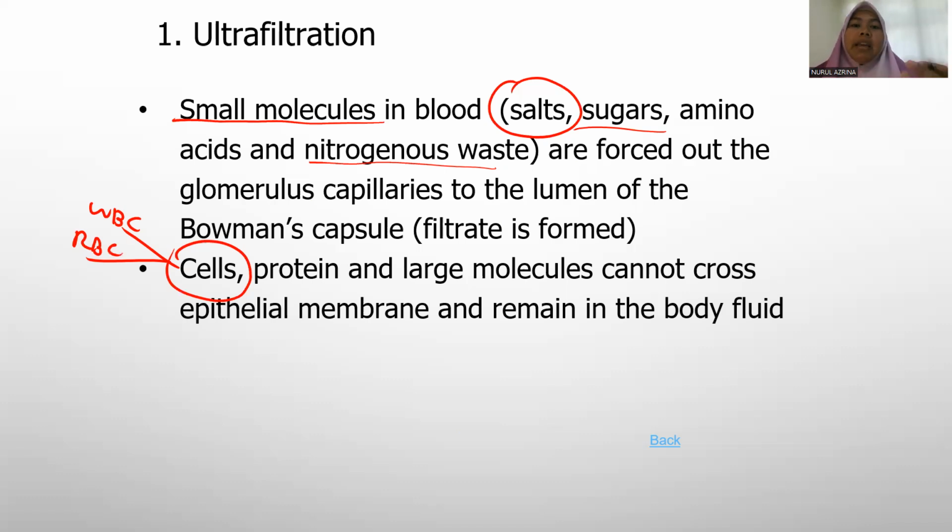That's why if you are doing a medical checkup, and the doctors find out that there are white blood cells or red blood cells in your urine, you have to be further investigated, because red blood cells or white blood cells shouldn't be in the urine. Why? They should remain in the body fluid, right? So why does that happen? We will discuss it further later.